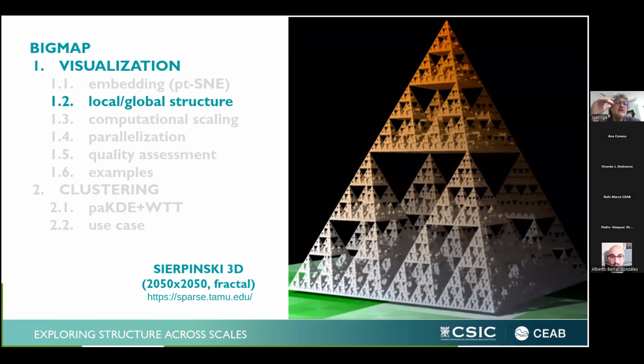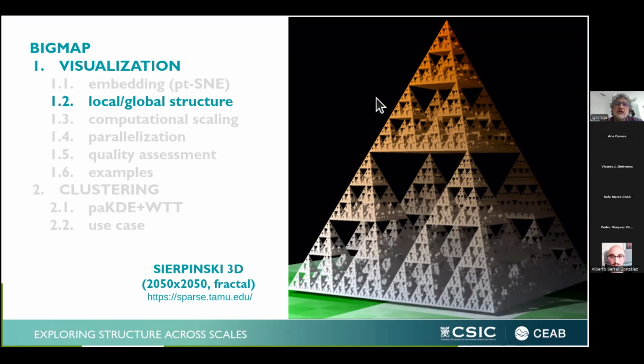So at this point, it is really important to understand what we mean when we talk about local and global structure in the data. For this, I will show you an example based on this structure, which is the Sierpinski 3D triangle. This is a fractal structure.